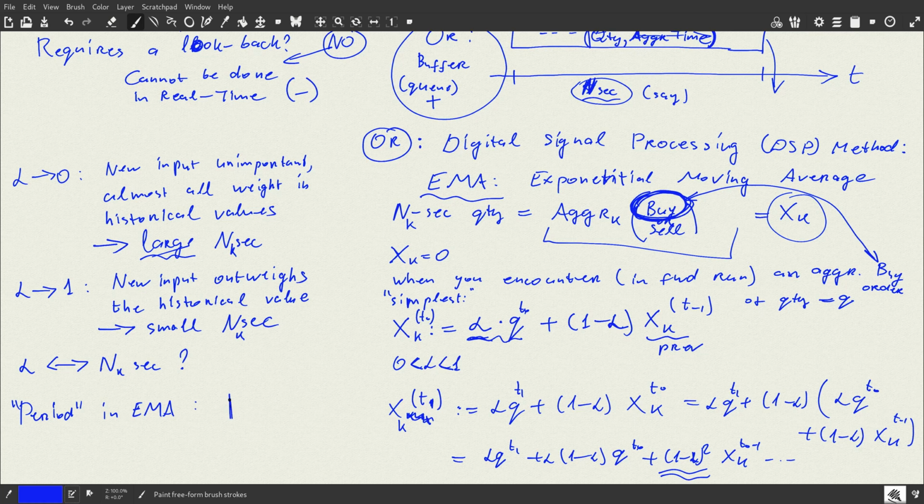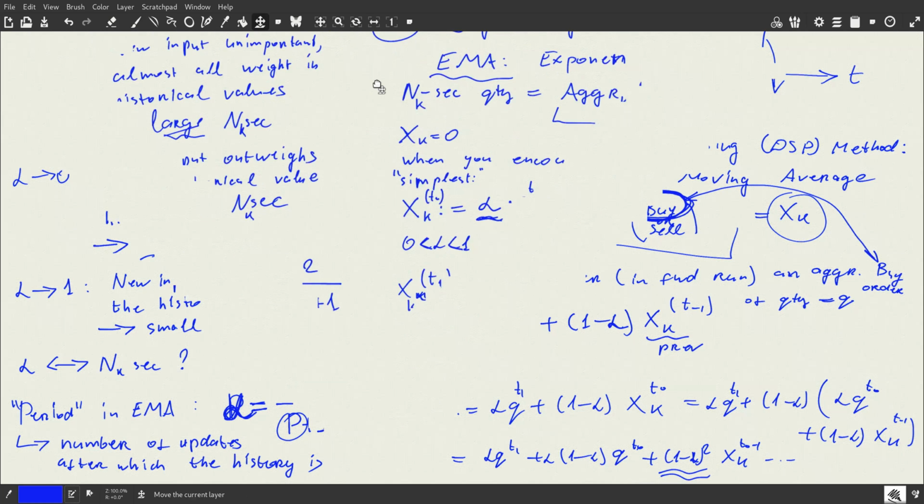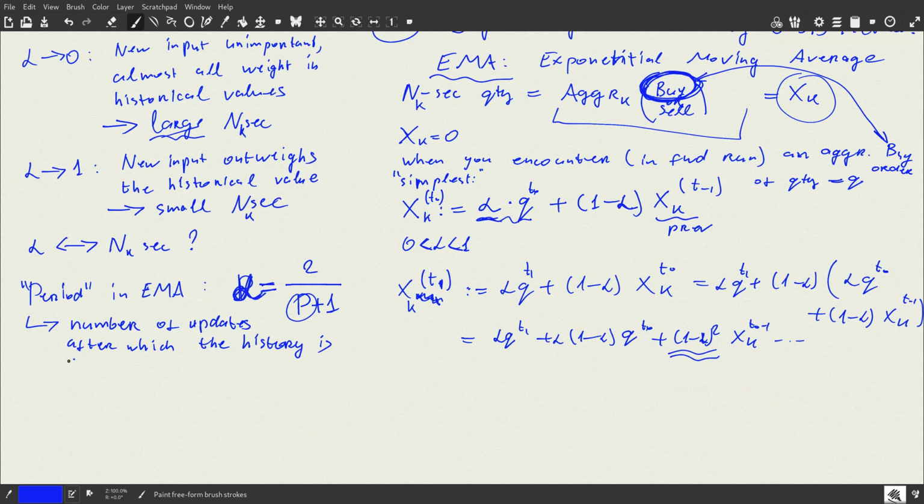And by definition, alpha is equal to 2 divided by period plus 1. That's just a matter of definition, really. Where period is the number of updates. What is the period? It is the number of updates, not a temporal period, after which the history is considered to be insignificant.